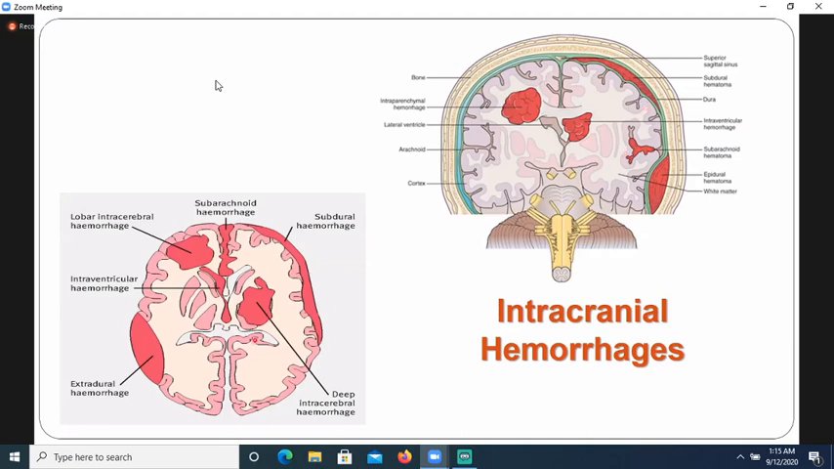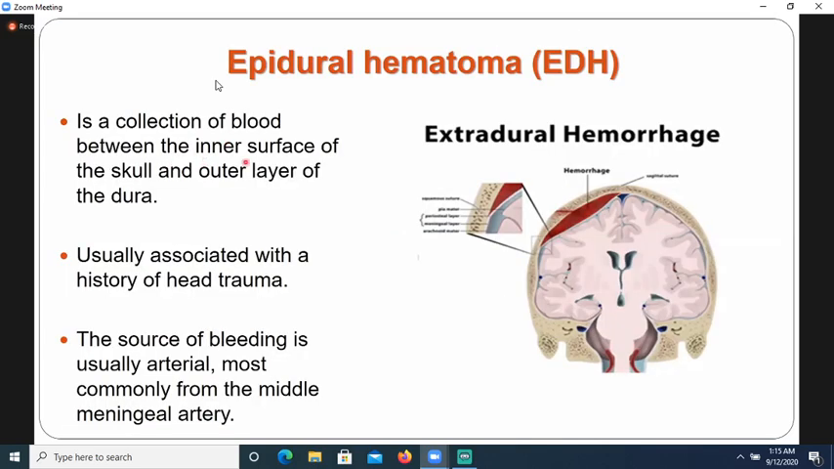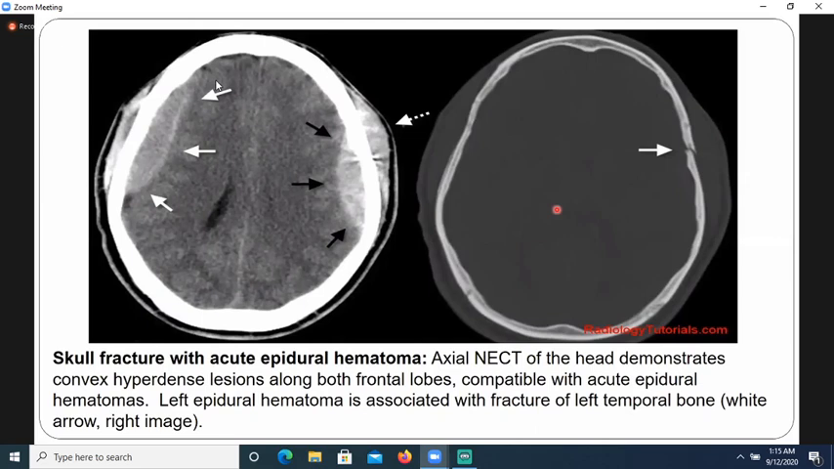This is the coronal view and this is the axial section of the same structure. Then the epidural hematoma is a collection of blood between the inner surface of the skull and the outer layer of the dura. This is the epidural biconvex collection between the skull and the dura. It is usually associated with a history of trauma, and most of the time there is an associated fracture. Because of the fracture, there is usually damage or a tear of the vessel, that is the middle meningeal artery. On CT, acute hemorrhage appears hyperdense.